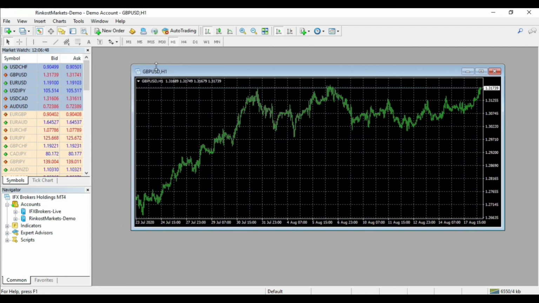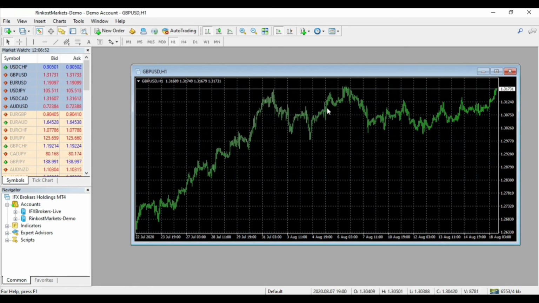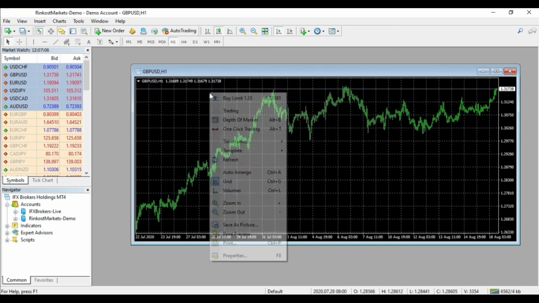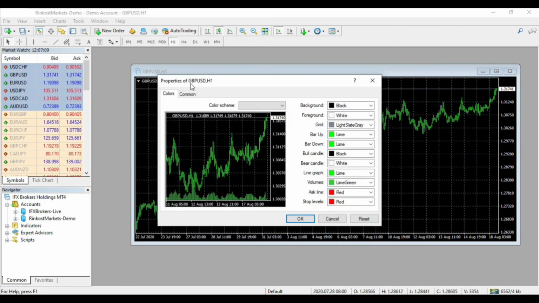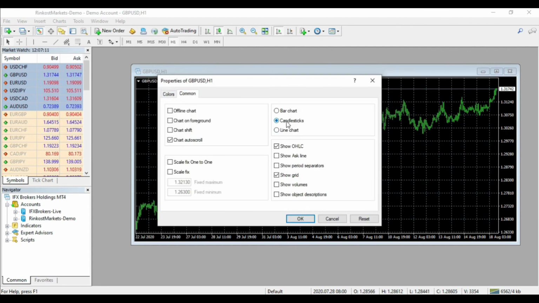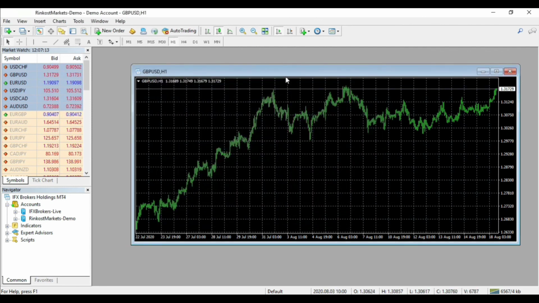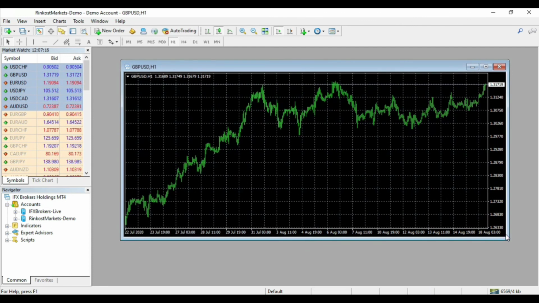And if you want to change the display of this chart from this black and green display, the first thing that we'll do is change the bar charts to candlesticks. You can either click the tab above here for candlesticks, or you can right click on the chart, go to properties, common, and then select candlesticks for your chart.